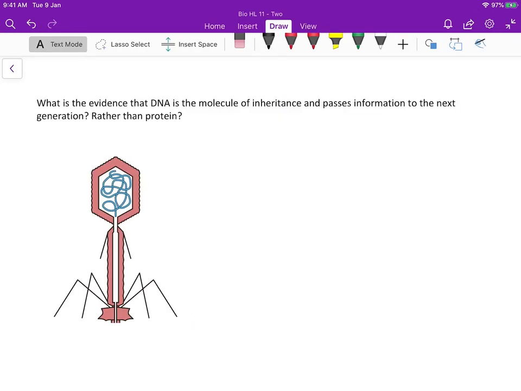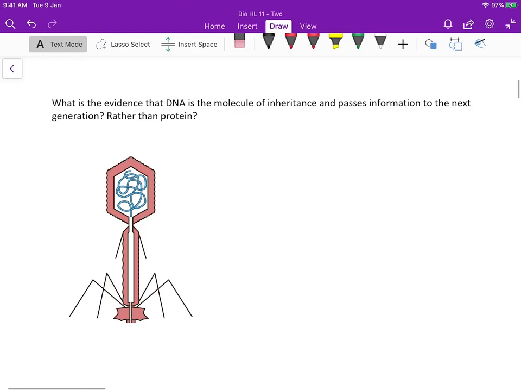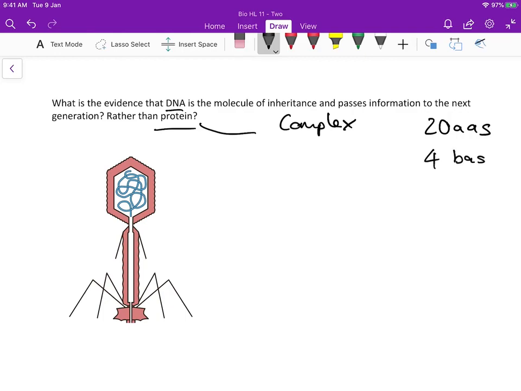All right, what is the evidence then that DNA is the molecule of inheritance and that it does pass information to the next generation? So they had two candidates. One of them was DNA and the other candidate was protein. And they picked these because they're both complex molecules. And they were thinking life is very complex and we need something that's complex to pass on information. And protein is certainly complex because we have 20 different amino acids. We only have 4 different bases. So in some ways, just looking at it, maybe you could think that protein was the better option.